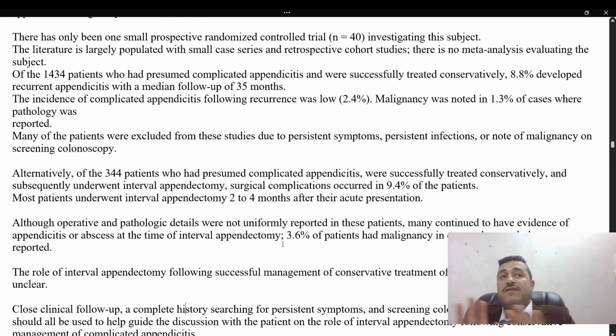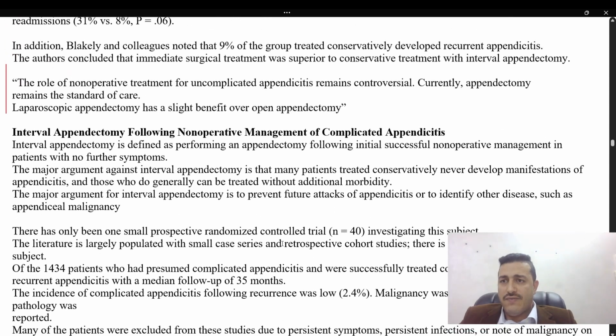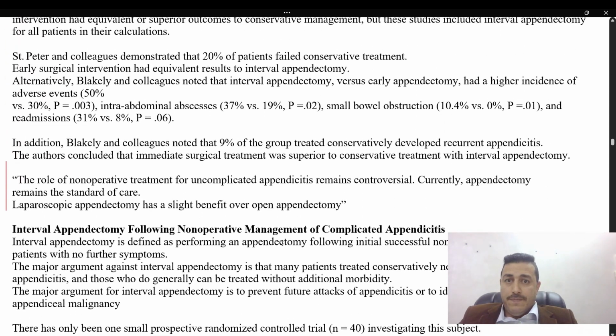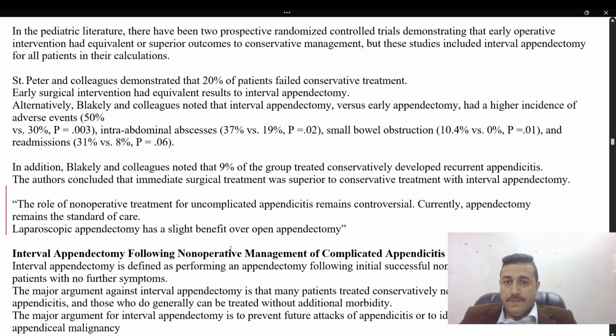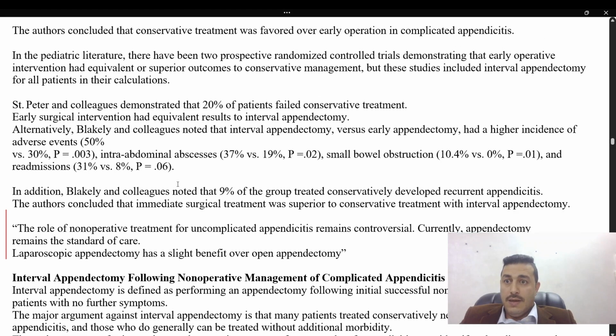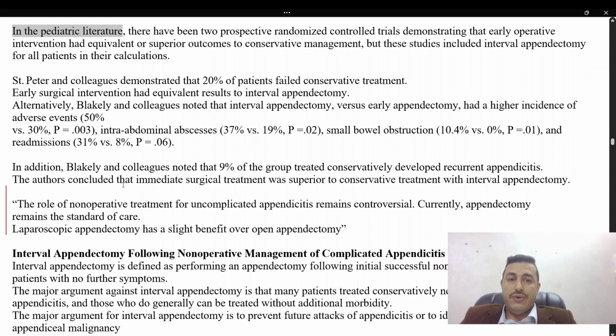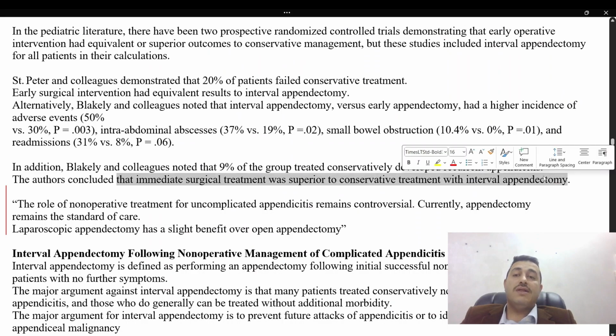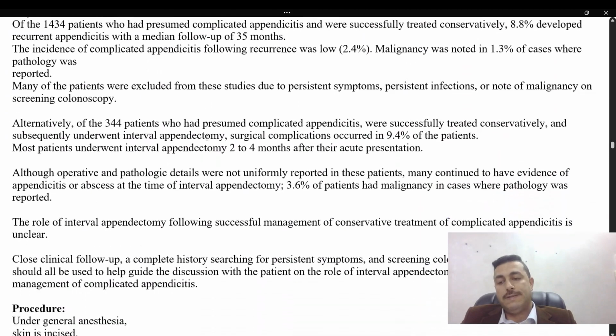The question is not urgent versus emergent. The question is operative treatment, and the answer is operative treatment in children. In the pediatric literature, they concluded that immediate surgical treatment was superior to conservative treatment with interval appendectomy. This is if we are talking about children.